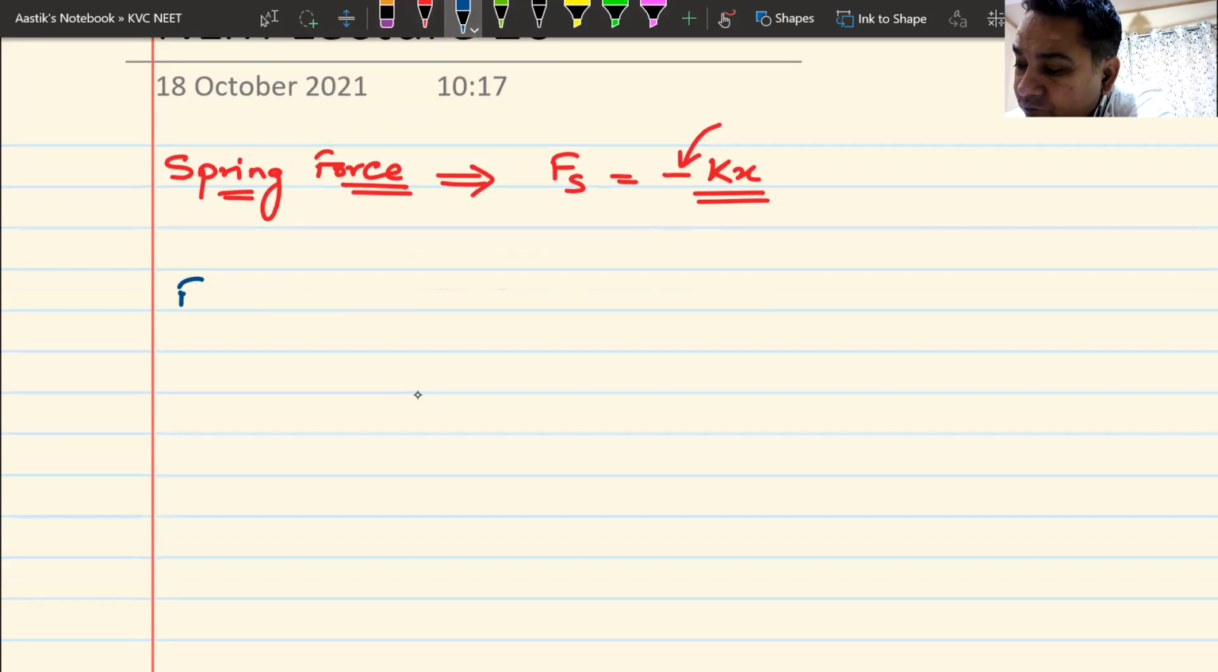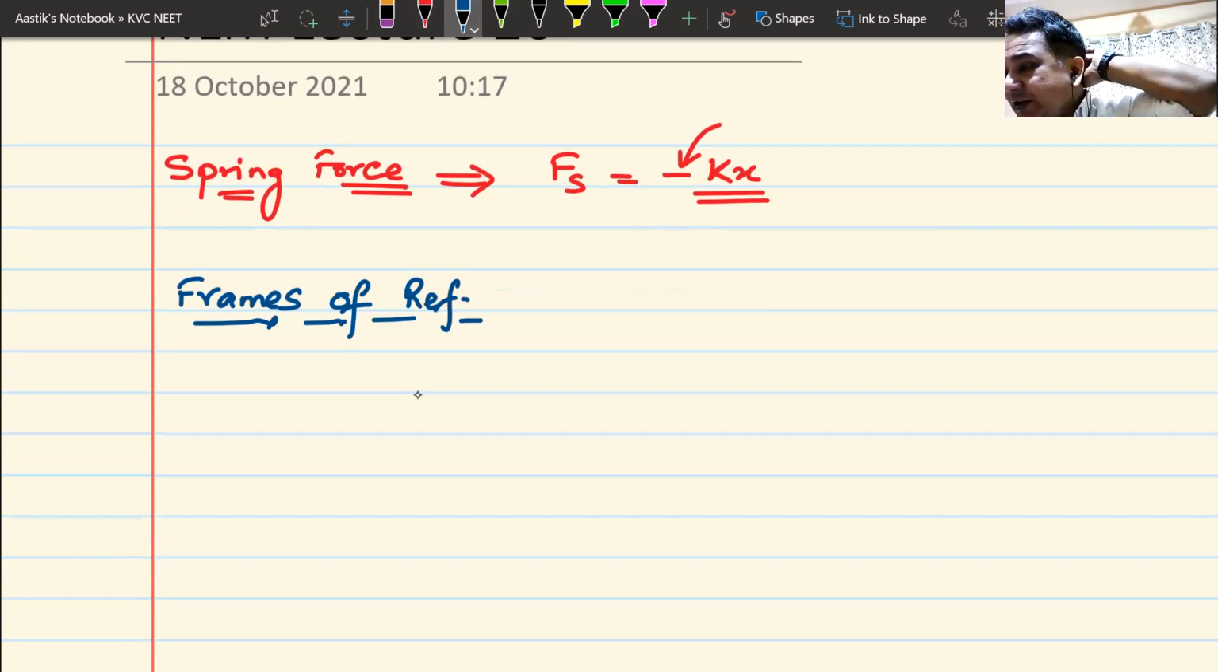Frames of reference. What are these frames of reference? We have seen that motion or rest are relative terms. Whenever we are observing any body at rest or in motion, we are doing it from some reference frame. If I am the observer watching a bus or a train, I am the reference frame. Now I can be at rest, I can be moving with constant velocity, or I can be accelerated. Any observer that observes the motion becomes your frame of reference.